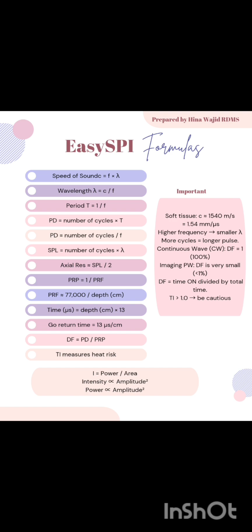Pulse wave Doppler. Duty factor is actually very less because on time is 1 by 1000. If total time is 1000, on time is 1. So duty factor in pulse wave is almost 0.001 or 0.1%. That is very small. In CW, it's 100% or 1. And thermal index, so it should be less than 1. If it is more than 1, be cautious. Follow ALARA principle.